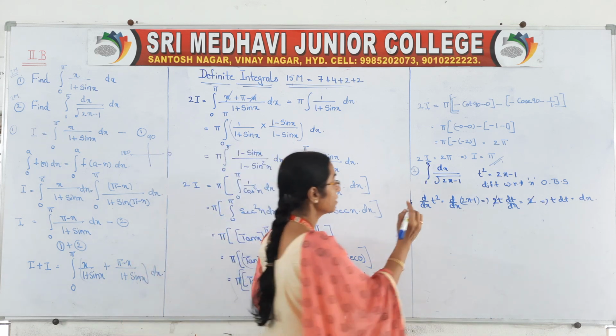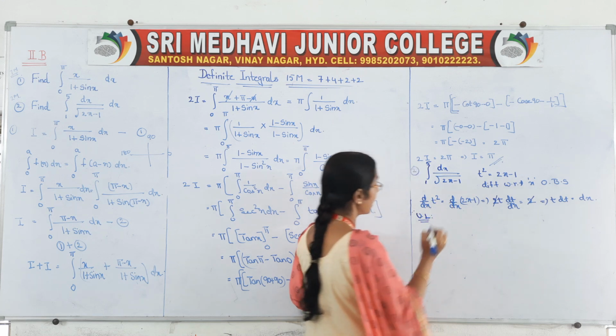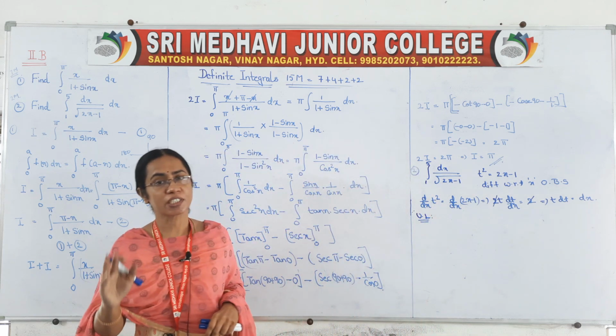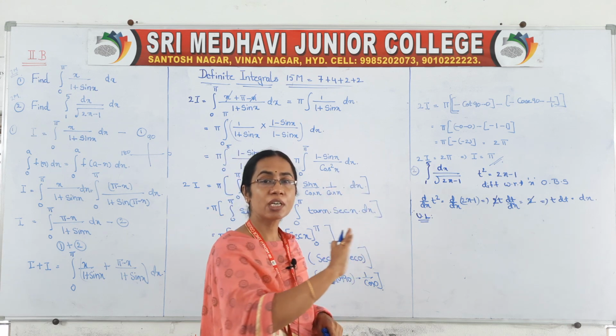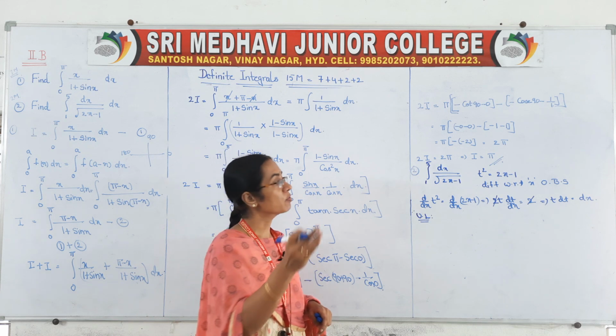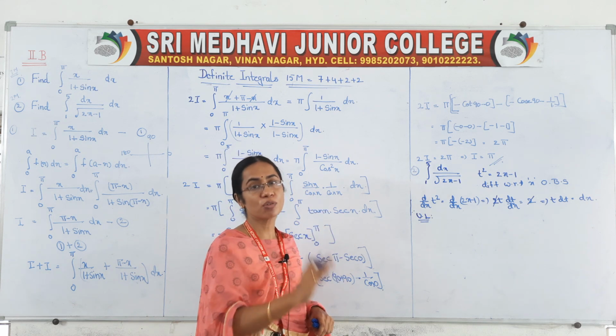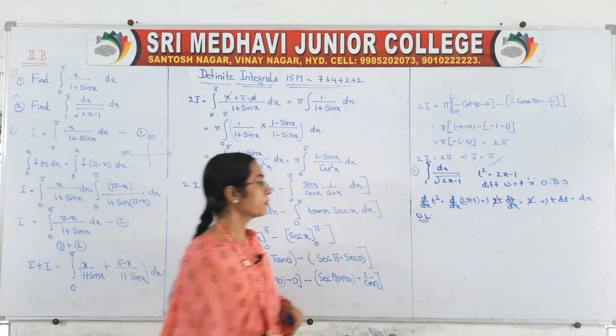So we have to change the limits also. Already I said so many times, whether it is a 4 marks question, 7 marks question, or 2 marks question, if we go for substitution, we have to change the limits. Going for substitution means we are changing the problem in terms of t. So we have to change the limits also in terms of t, right?